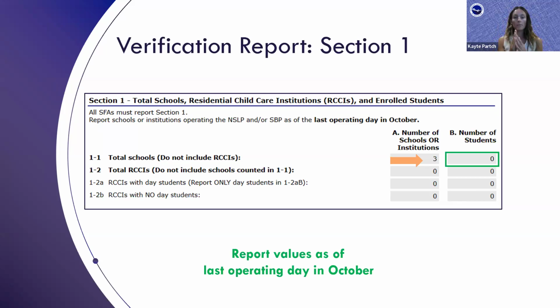1-1 letter A, column A, populates based on the number of approved site applications in your application packet for that school year. So that's not a number you would fill in. You would, however, report or type in 1-1 letter B the number of students enrolled in all of the buildings that participate in the school lunch program as of that last operating day in October. So no real changes there. That's not a difference between pricing and non-pricing.